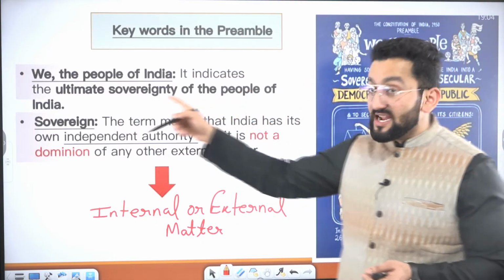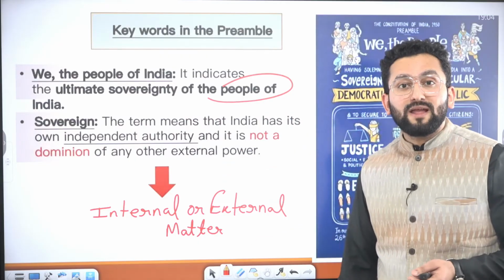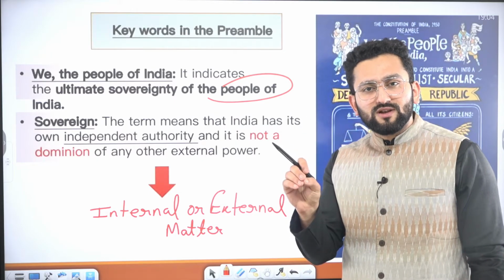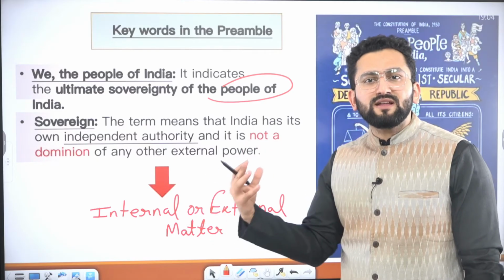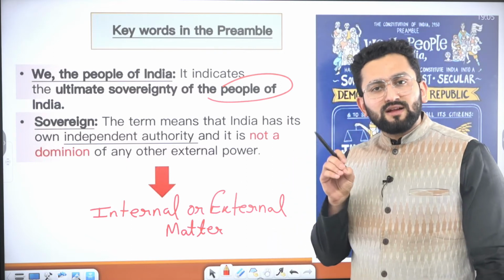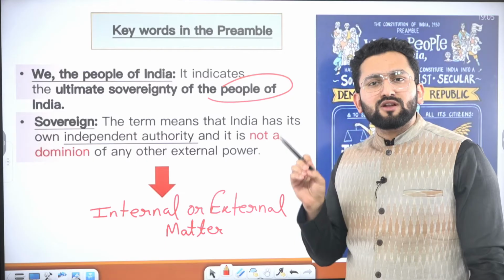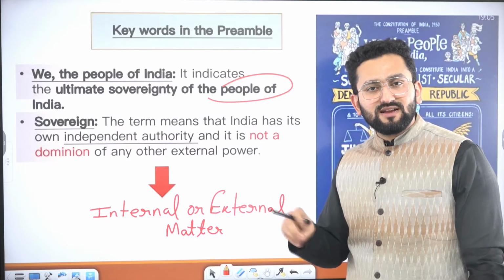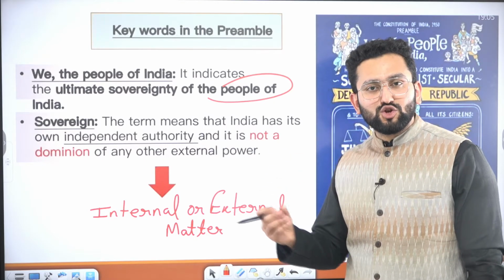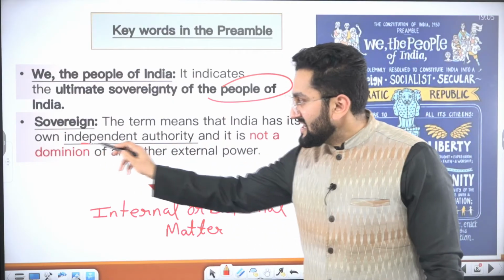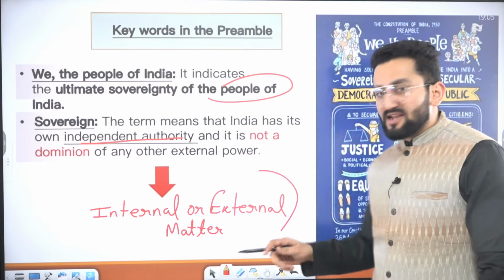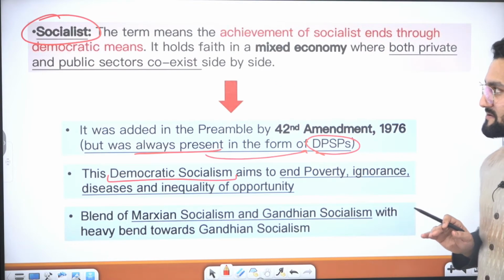We, the people of India. It indicates ultimate sovereignty is with the people. Now, why was this arrangement made? So that no government in future can undermine the people, because ultimately, who is the source? People are the source. Sovereign, this term represents that you are beyond any external or internal influence. It means the Indian state is completely free to take decisions with respect to internal and external matters. So the word sovereign represents that you are an independent authority, you are not a dominion. Okay, you are not a dominion. Internal, external matters, your decisions would be considered final.